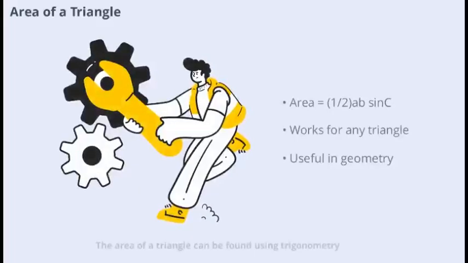The area of a triangle can be found using trigonometry, especially when you know two sides and the included angle. The formula is 1/2 ab sin C. This approach is particularly useful for non-right-angled triangles and is widely used in geometry and real-world applications.